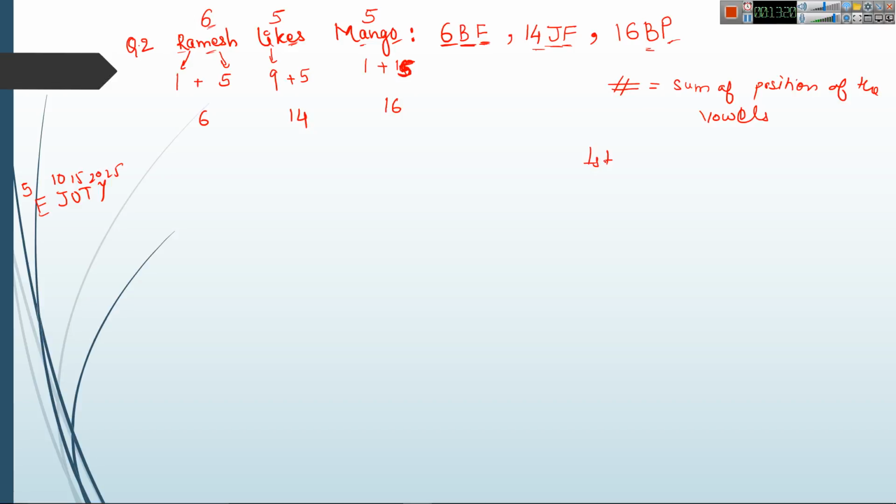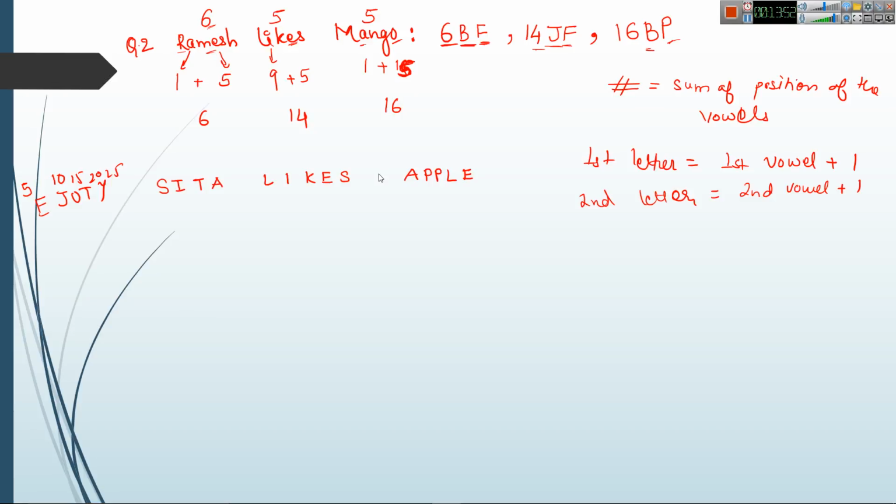The first letter of the code is equal to the first vowel in the word plus 1 and the second letter of the code will be the second vowel plus 1. So we have cracked the code in here. So the question which we were asked was, Sita likes apple. For the code for likes we can directly get it from here, 14JF, but we will solve it again so that you get the concept clear.